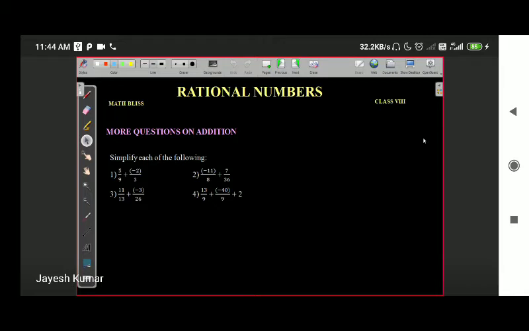Today we are going to discuss some more questions out of your exercise 1.1 and 1.2. The classes we discussed earlier, we are going to do a few more questions out of those exercises. I have taken the questions, I have mixed them up, and I am going to do them for you.